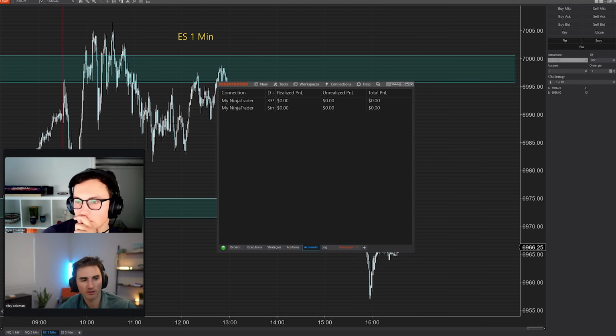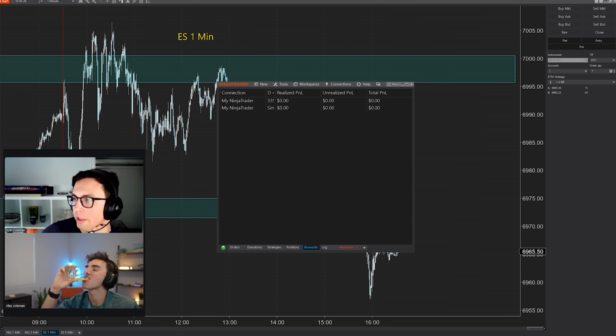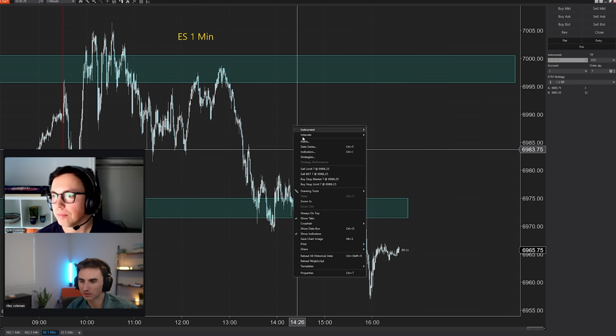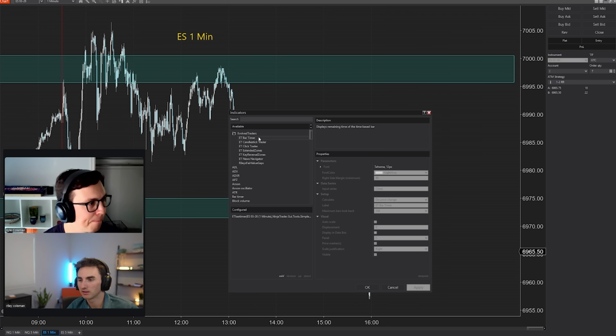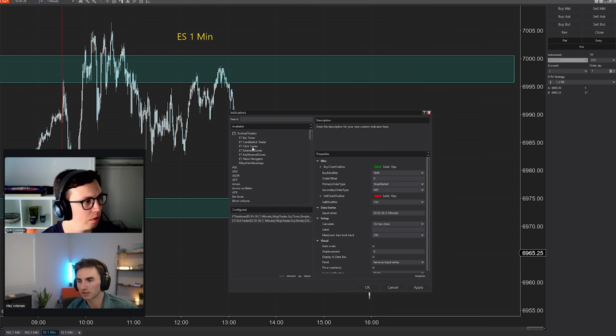I gave you a special packaged one, so I don't know if that's going to work or not. If it doesn't, we can do a different way. Let me know when it says import successful. Then right click on the chart and go to indicators. Do you see the little Evolved Traders file at the top? You should have the bar timer in there. Double click that, and that'll add it to the chart. Just apply. And then double click the click trader as well.